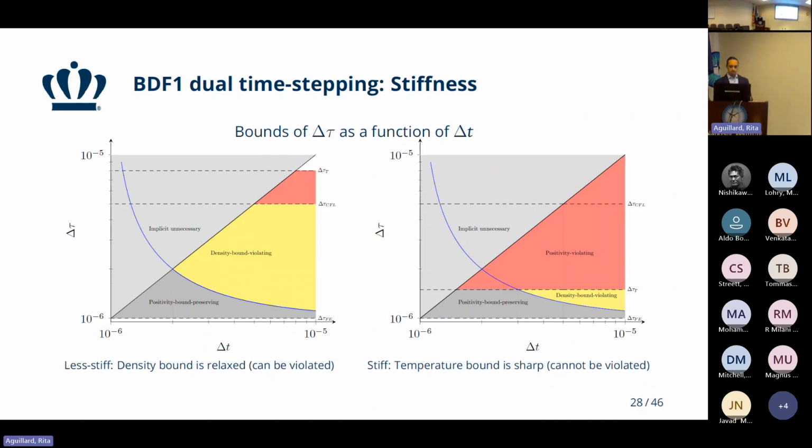On the right is kind of the same situation, except that we have the temperature bound much lower. In that case, we cannot play anymore. We cannot try to increase delta tau, even in the region where we used to be able to maximize it in this kind of triangle, because the temperature bound is much sharper. If you get close to it, if you go above it, you most likely get a negative temperature right away. So we cannot really play with that much. That will come back in the discussion of numerical results, but I wanted to focus here on what happens with the BDF1 because we have a cleaner expression.